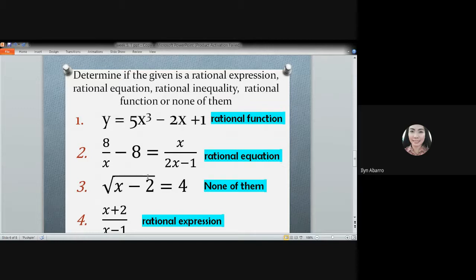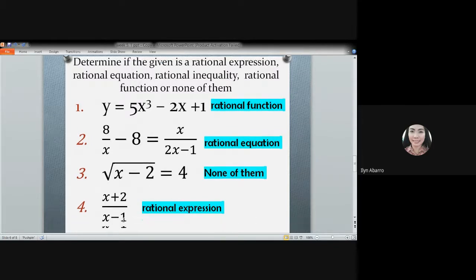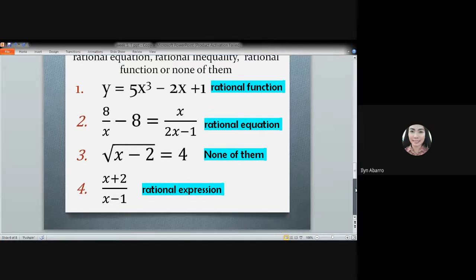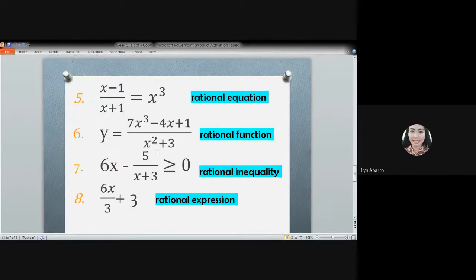Okay? Number 4, x plus 2 over x minus 1. So this is only a ratio of two polynomials. So this is a rational expression. Okay, let's move on. Number 5, x minus 1 over x plus 1 is equal to x cubed. Okay, this is an equation. This is a rational expression. This is another rational expression. So this is a rational equation.